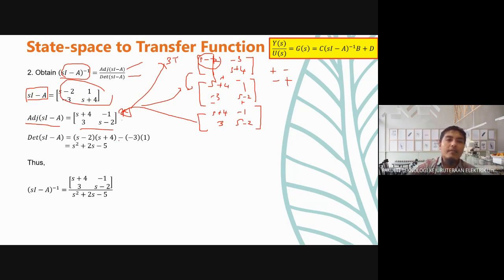And then after that, you need to calculate the determinant of sI minus A. As usual, for the determinant, you need to use the 2T technique, tutup dan tanda. So you have your sI minus A here, and then I choose the first column, the first row, so it becomes s minus 2 and 1.